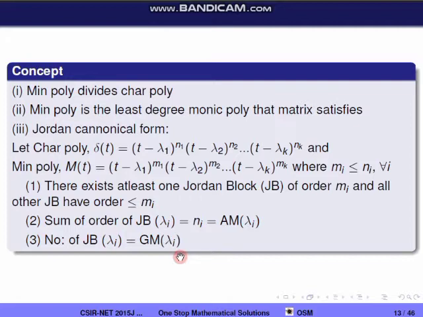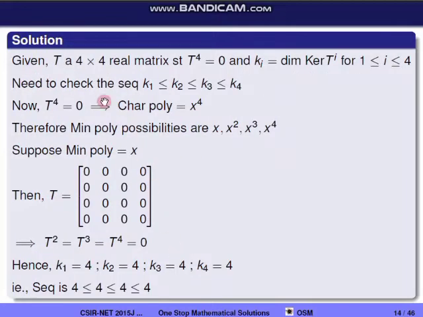Now we'll move on to the question. So they are given T to be a 4 cross 4 real matrix such that T power 4 is equal to 0, and Ki is equal to dimension kernel T^i for 1 less than or equal to i less than or equal to 4. So we have to check the sequence K1 less than or equal to K2 less than or equal to K3 less than or equal to K4, where K1 is the dimension of kernel T, K2 is the dimension of kernel T square, K3 is the dimension of kernel T cube, K4 is the dimension of kernel T power 4. Now consider T power 4 is equal to 0.